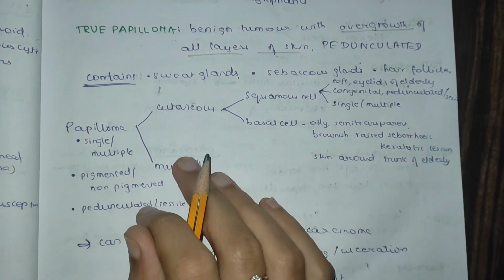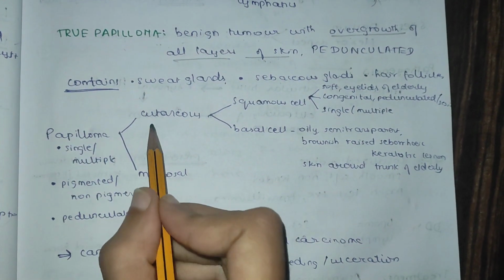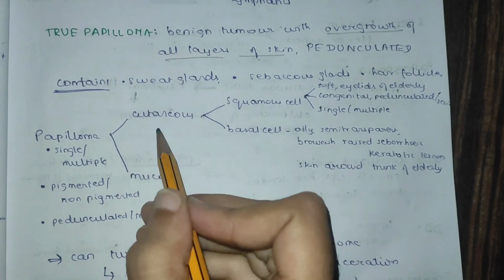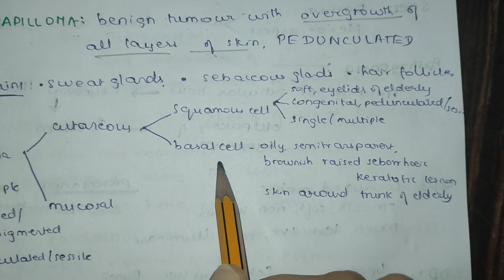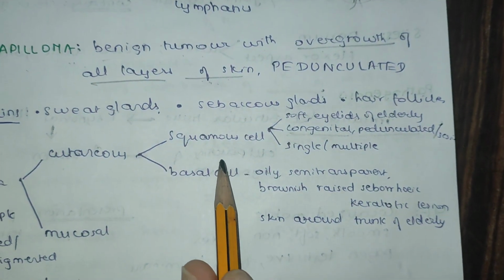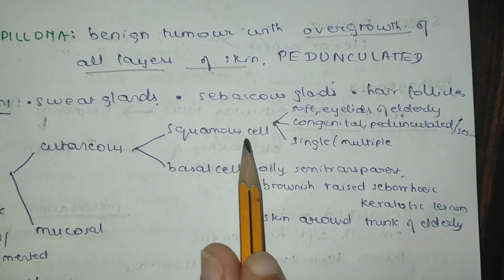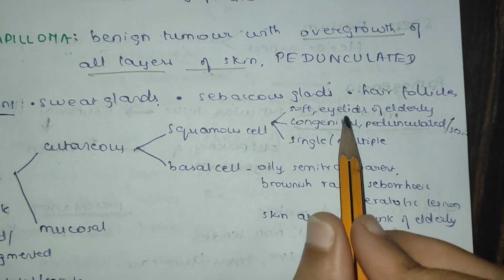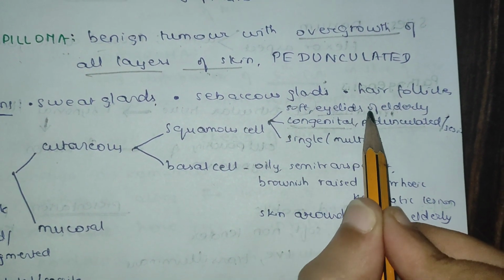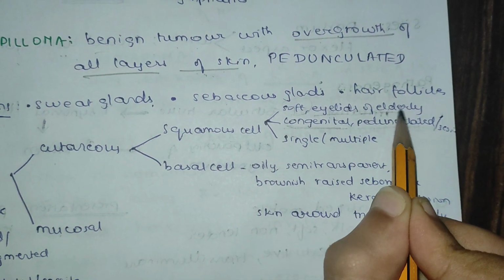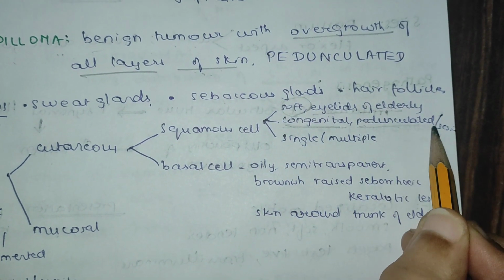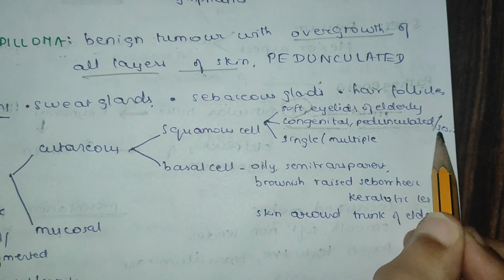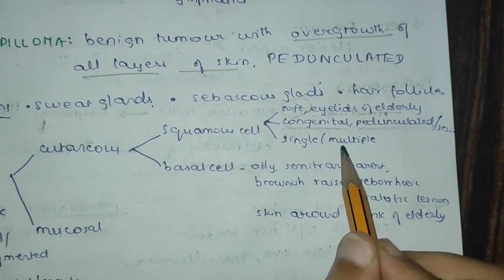Coming to the classification, papilloma may be cutaneous or mucosal. Cutaneous papilloma is further divided into squamous cell papilloma and basal cell papilloma. Squamous cell papilloma is a congenital one, and it occurs in the eyelids of elderly people. It is a soft papilloma. It may have a stalk or it can be sessile, so it is pedunculated or sessile. It can be single or multiple.